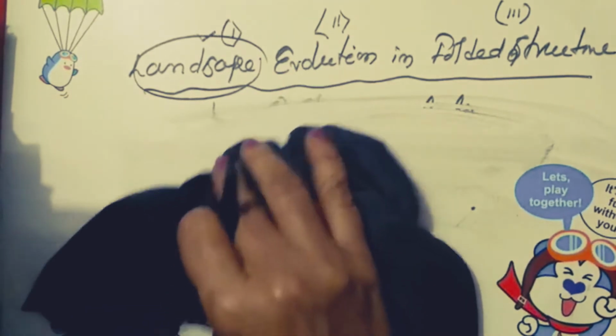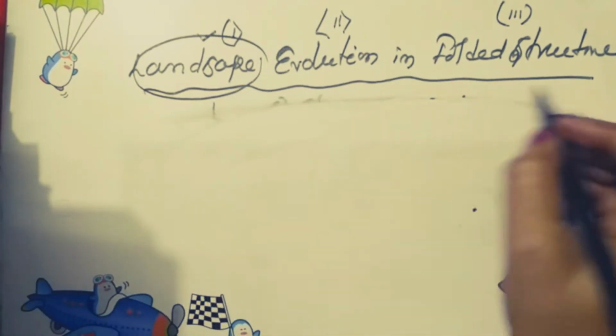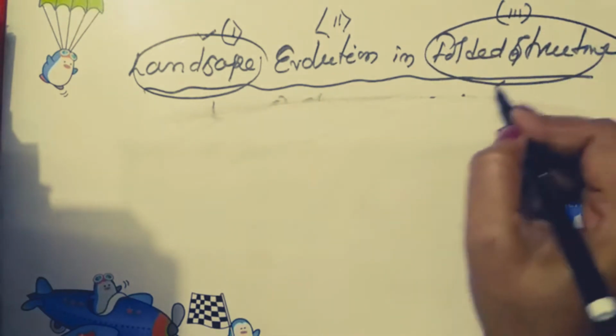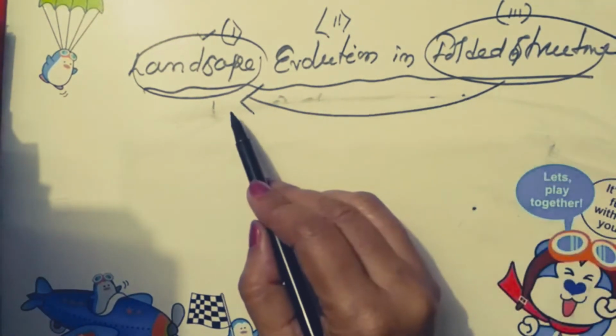Now third word is the folded structure. We are all familiar with the folded landscape. Okay, fold structure is the one type of the landscape. Okay, fold structure is related to landscape.